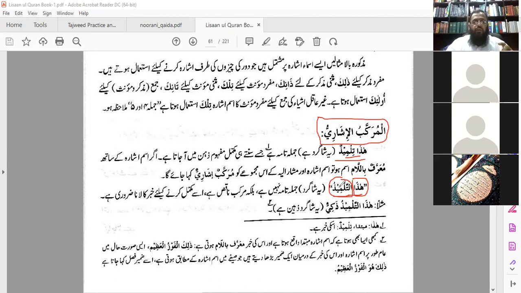Yes, Sister Yanti, what I am saying, please repeat it. In this hada tilmizun, hada is ism isyarah qarib, and tilmizun is muzakkar wahid.